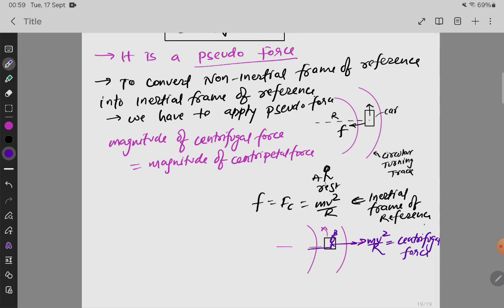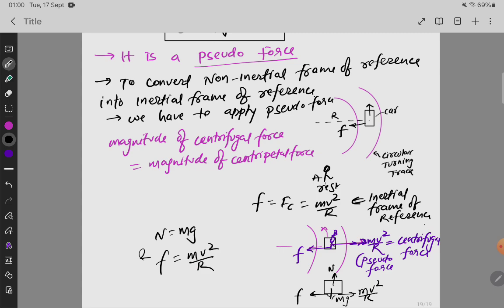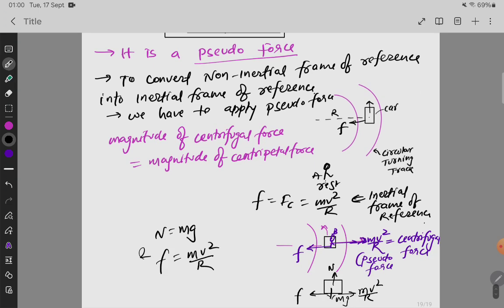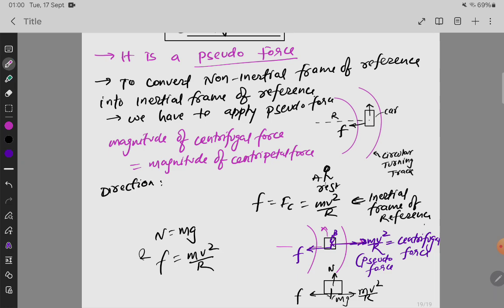So in this case I am drawing the free body diagram. So here it will be friction force in this direction, and in this direction the centrifugal force or pseudo force. If I apply the pseudo force, now this frame of reference has become an inertial frame of reference. Here I draw like this: here will be mg, here N, in this direction friction force, and in this direction pseudo force, which is the centrifugal force. So I can write from here N equals mg and f equals mv square by r. I hope this is clear. This is nothing but a pseudo force, and the direction of this pseudo force is radially outward. So the magnitude is mv square by r, and the direction is radially outward.